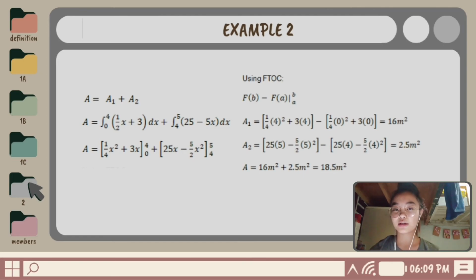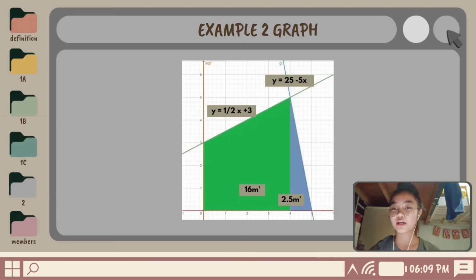Once you're done in getting its antiderivatives, we are now going to solve A sub 1 and A sub 2 separately using the fundamental theorem of calculus or the FTOC formula. In A sub 1, we get a total area of 16 m squared, whereas in A sub 2, we get a total area of 2.5 m squared. And adding these two areas will give us an answer of 18.5 m squared. So the total area of the dining room that needs to be covered with linoleum is 18.5 m squared, shown in the graph.